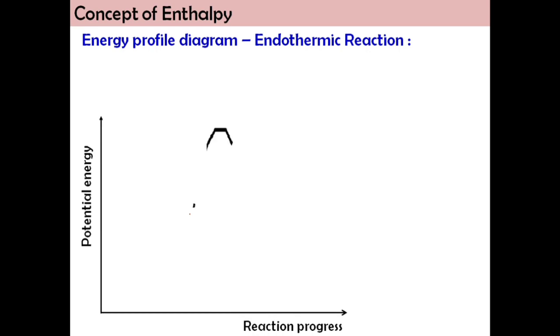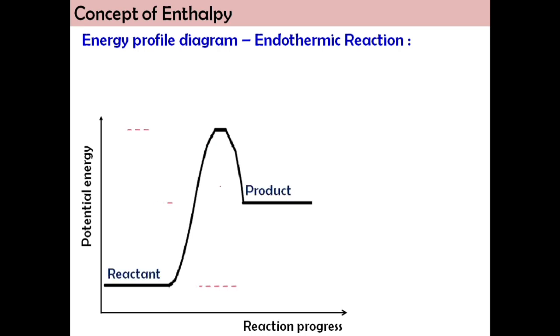Kita tahu bentuk dia daripada bawah ke atas. Okay, absorb heat. Jadi kita akan label this energy profile diagram, reactant and product, and the differences between the top, okay, this transition state and reactant is EA, forward. Okay, so we're going to label this. And the differences between product and reactant is delta H.